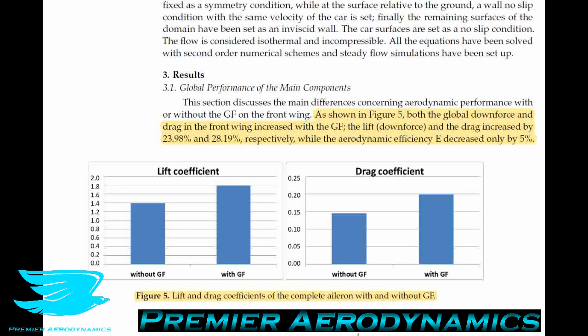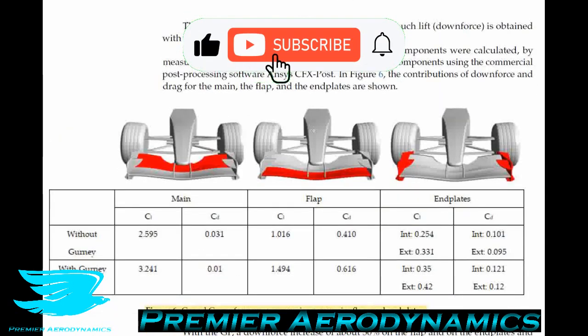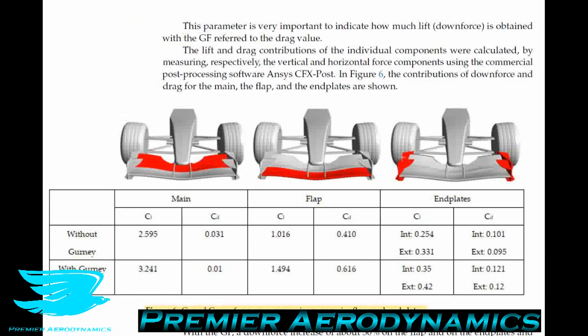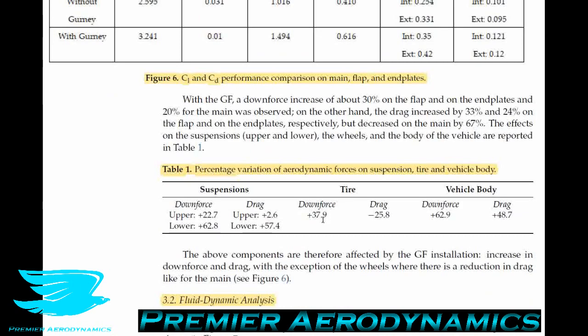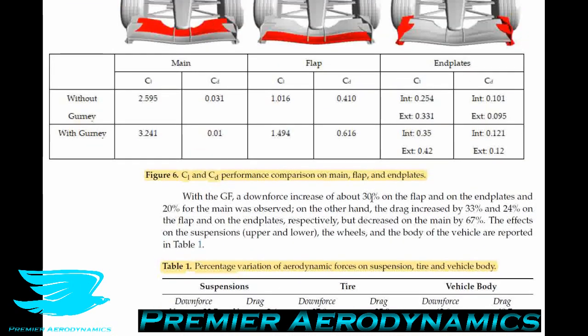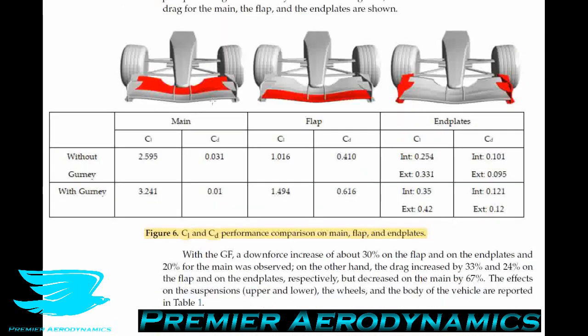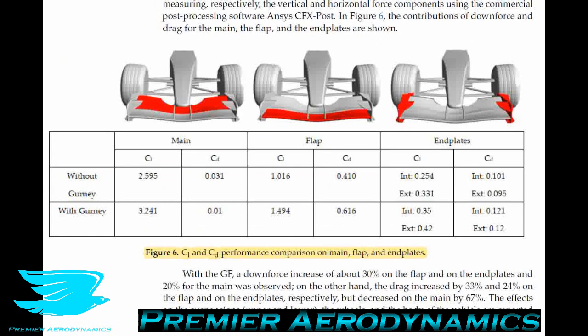We found in the last podcast that depending on where we were looking on the car, for example, the main wing or the flap or the end plates, or the suspension, the tire, or the nose section, the effects of the Gurney flap were quite different. For example, with the main wing, the downforce increased by about 30%, while the drag coefficient dropped by 70%.